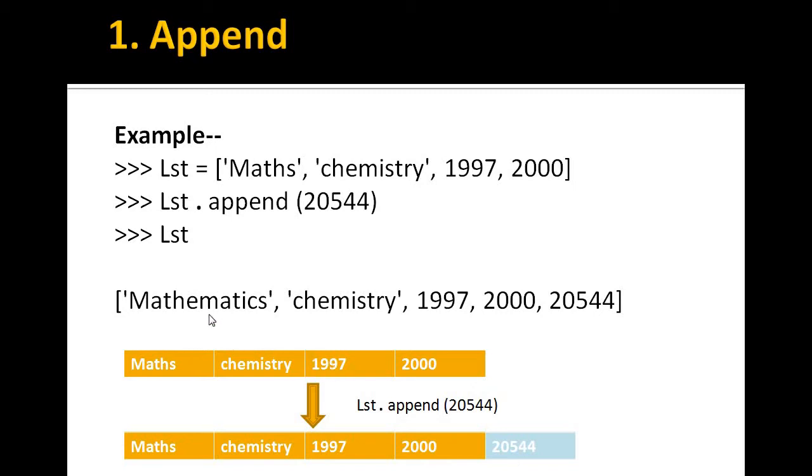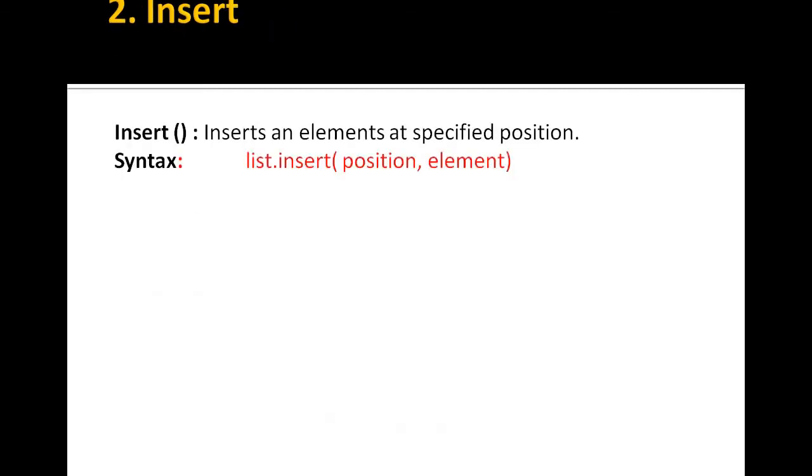Here in this example, we have a list created that has 4 values, and the function lst.append has been called with the value 20,544. This value goes to the end of the list. When you call this list, you can see the result: 20,544 is added in this list at the end. We have a list, we call the append function. It adds the value provided in the append function at the end of the list.